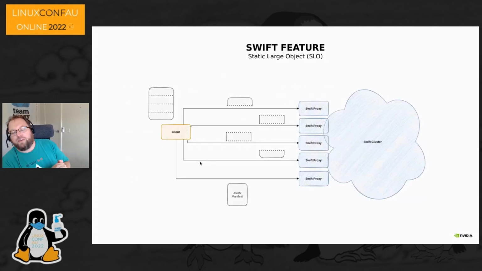So another interesting feature from the other side of things is static large objects. The idea here is like multi-part uploads in AWS.